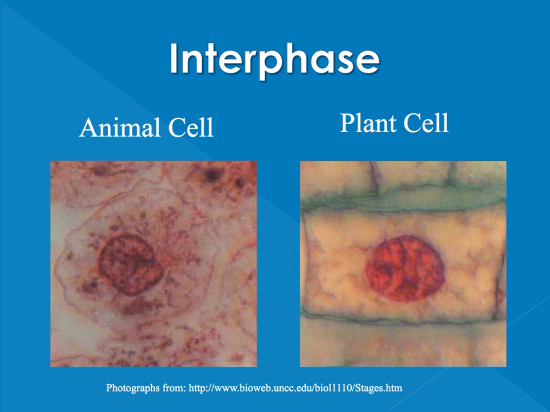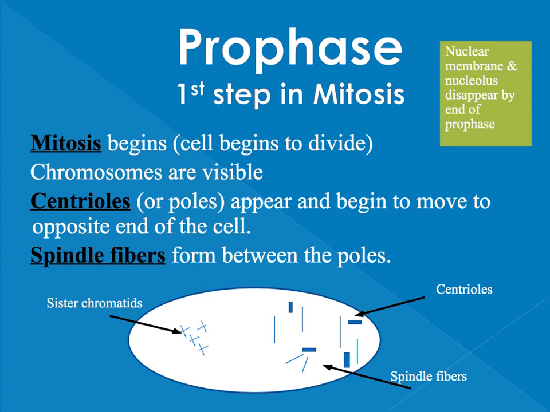Here's a picture of what they would look like under the microscope. Interphase, animal cell and plant cell. It's a little bit difficult to see, but you should be able to see the nucleolus, the darkened area in the cell, and you should be able to see the nice circle of the nuclear membrane. Okay, so now mitosis is going to begin.